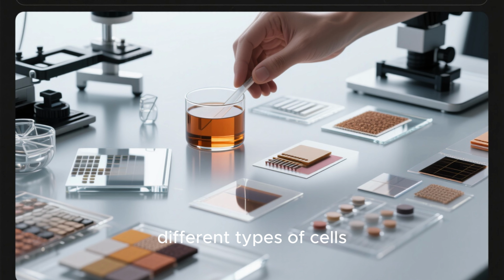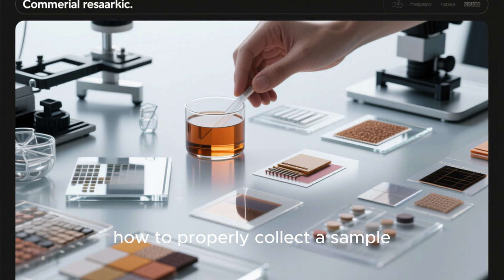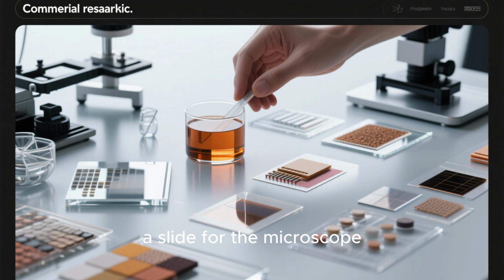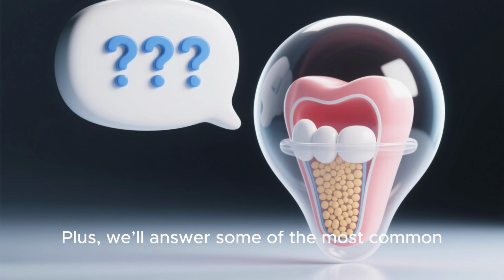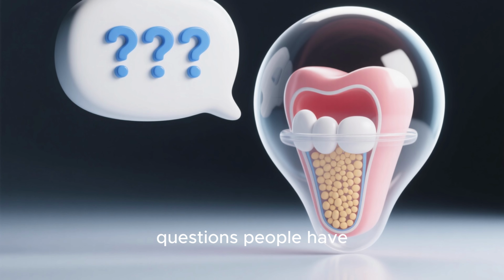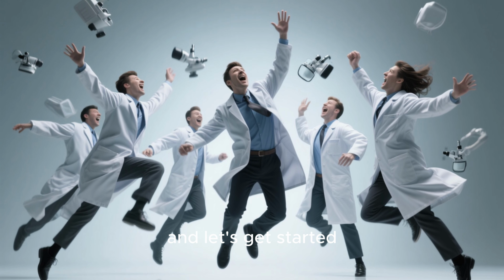We'll explore the different types of cells you can find in your mouth, how to properly collect a sample, the secrets behind preparing a slide for the microscope, and what to look for when you're observing the results. Plus, we'll answer some of the most common questions people have about this fascinating process. So grab your lab coat, and let's get started.